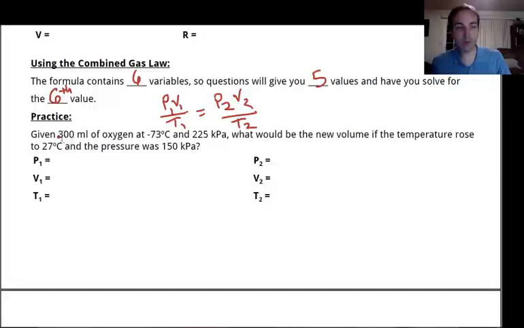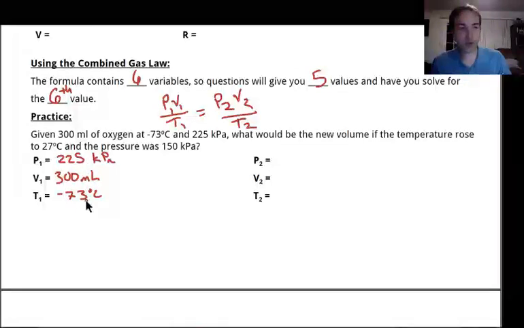So here's an example. It says, given 300 milliliters of oxygen at negative 73 degrees Celsius and 225 kilopascals, what will be the new volume if the temperature rises to 27 degrees Celsius and the pressure is 150 kilopascals. So let's start off by identifying which is which. We have 300 milliliters of oxygen. Well, that's V1. And we're at negative 73 degrees Celsius. And we're at 225 kilopascals.